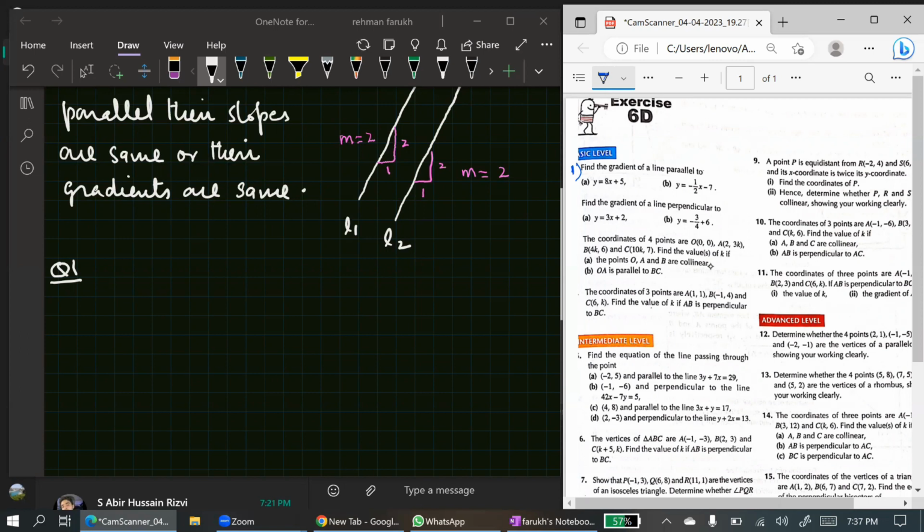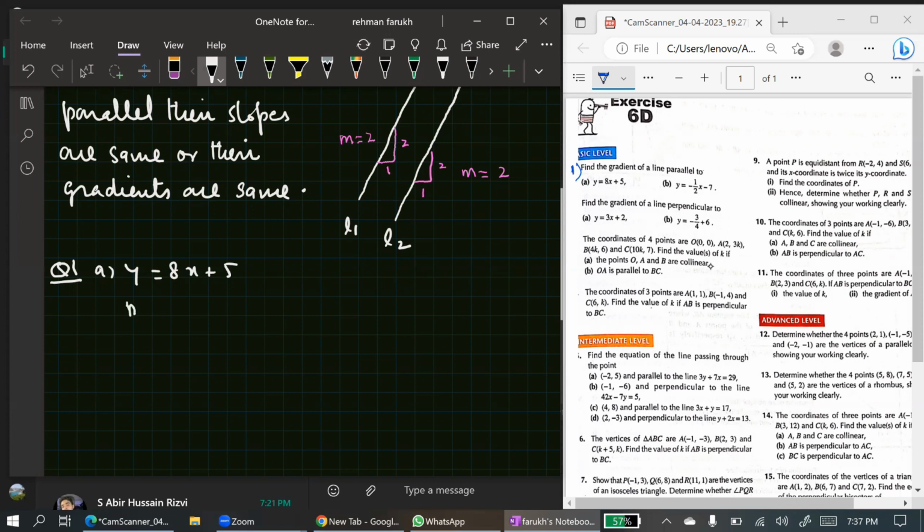Find the gradient of the line parallel to y is equal to 8x plus 5. If the equation is given, then what's the method to find out the gradient? The equation is given, we can make y the subject and then m will be the gradient. Coefficient of x is the gradient.